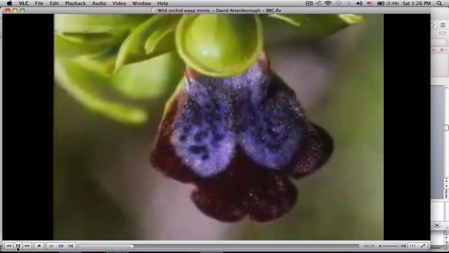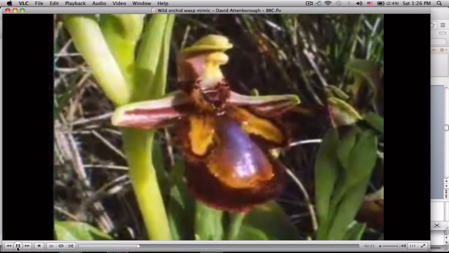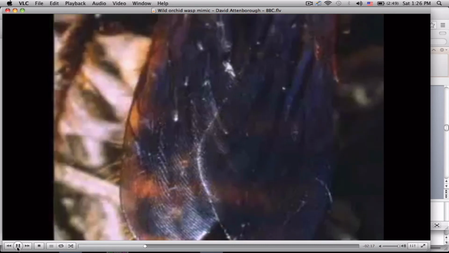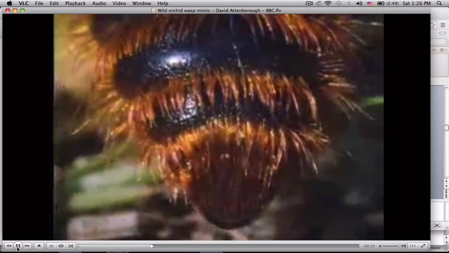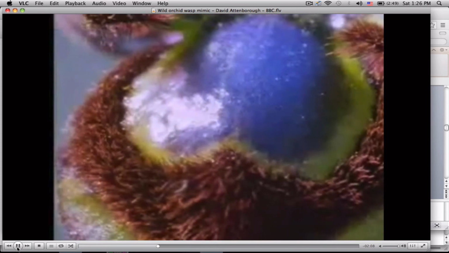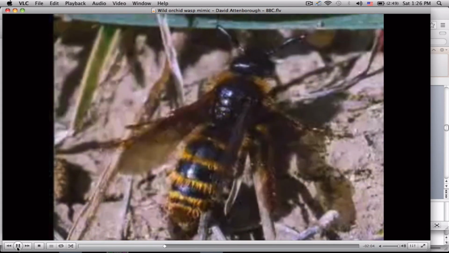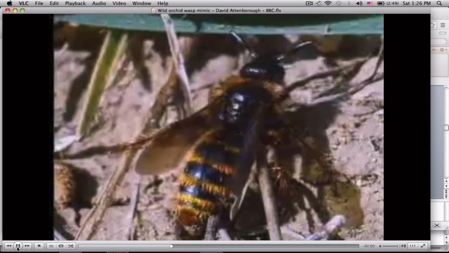Several have blue patches. One is fringed with what looks like fur. A wasp's wings in the right light do flash iridescent blue, and its abdomen is covered with thick brown fur. A female wasp also pumps out an identifying perfume, but the orchid does the same, and the result is irresistible.